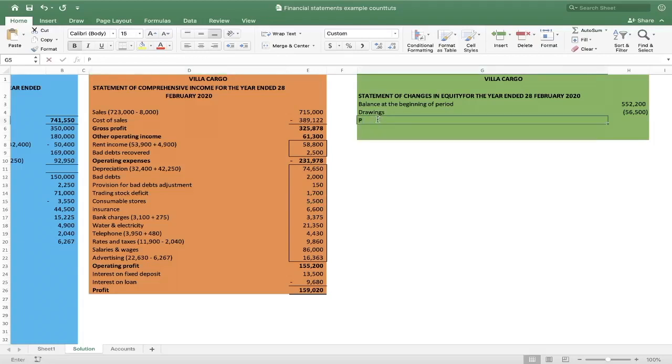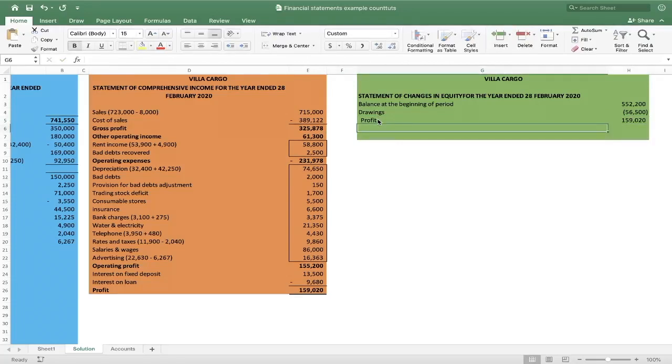Okay, profit or loss, whatever it may be. If you made a loss, you put a loss. If it's a profit, you put it as a profit, and then we take that amount of 159,020 rand as the profit. Okay, and then once we are done with that one, we just need to get the balance at the end of the period. Okay, balance at the end of the period.